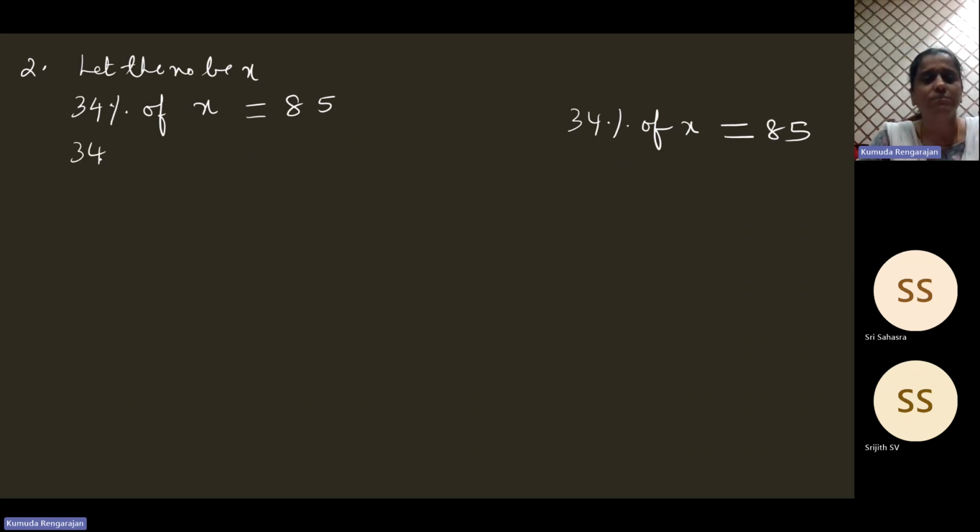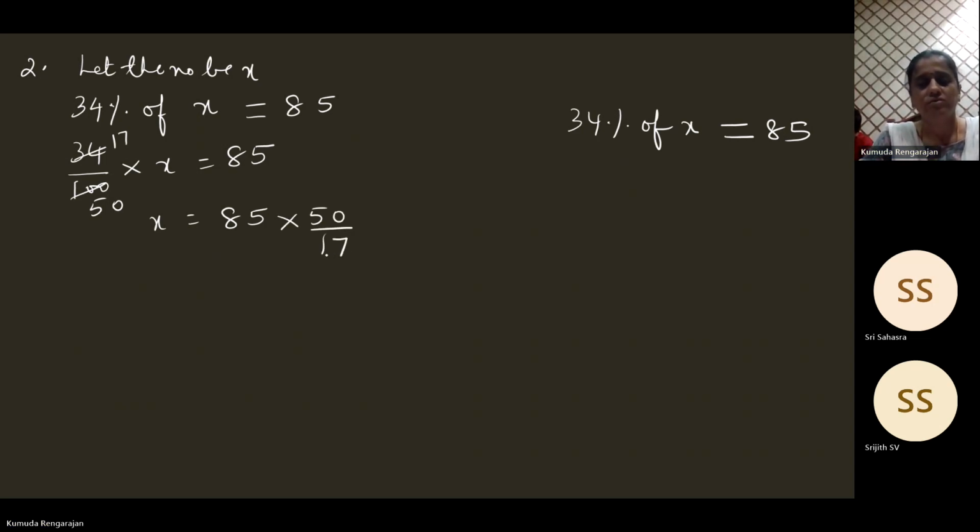So 34% means 34 by 100. Of stands for multiplication. So 34 by 100 into x equals 85. Simplifying, 17 by 50 x is equal to 85. 17 by 50 becomes its reciprocal on the other side, 50 by 17. 17 fives are 85, so x is equal to 250. Therefore, the required number is 250.